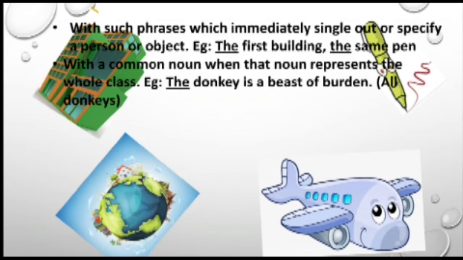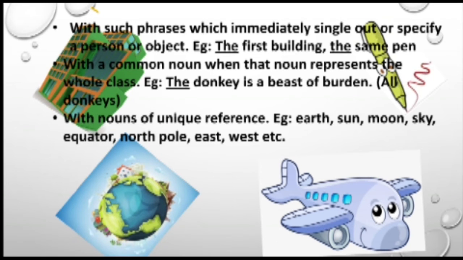Next, with a common noun when that noun represents the whole class. For example, the donkey is a beast of burden. Here, though I am talking about a single donkey, but I am referring to all donkeys. So, we use the with common noun, but when that noun represents the whole class. With nouns of unique reference. Example, earth, sun, moon, sky, equator, north pole, south pole, east, west, north, etc.